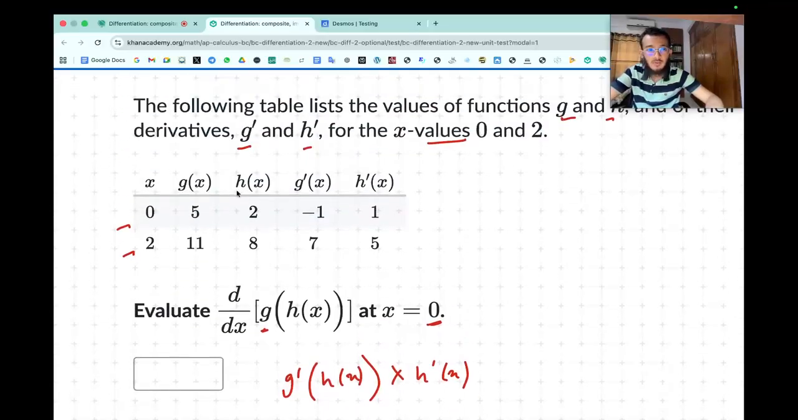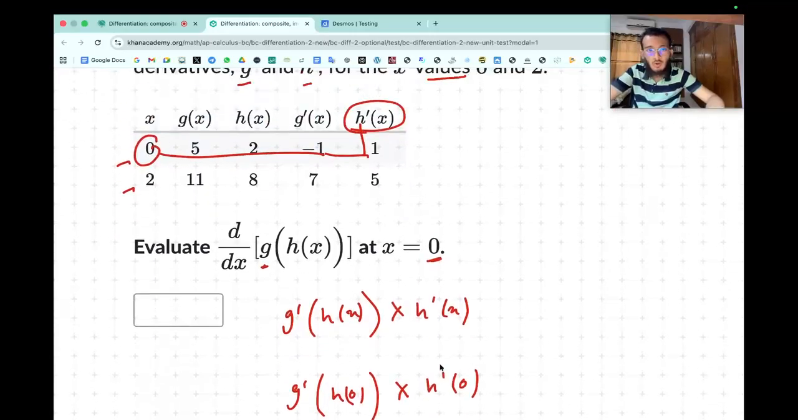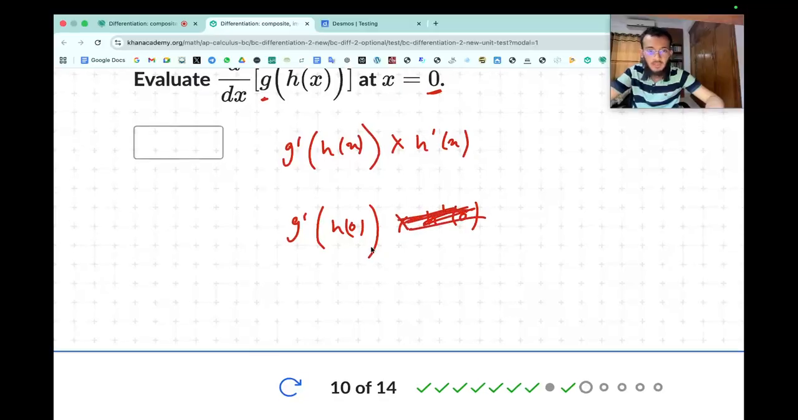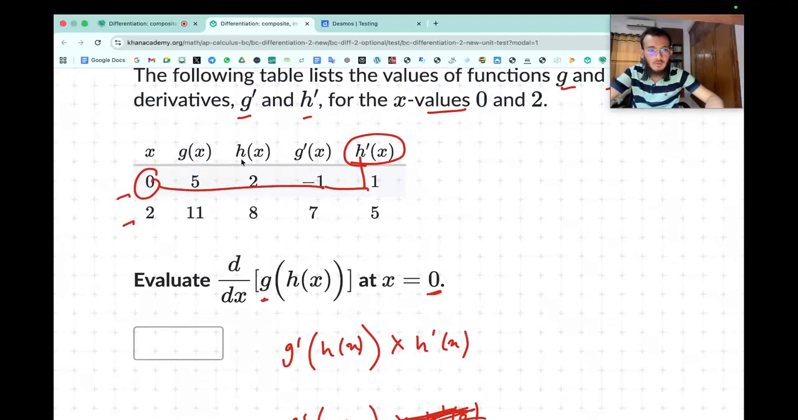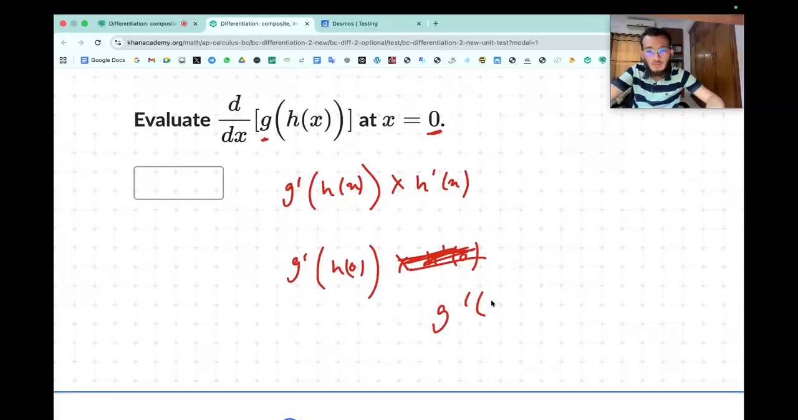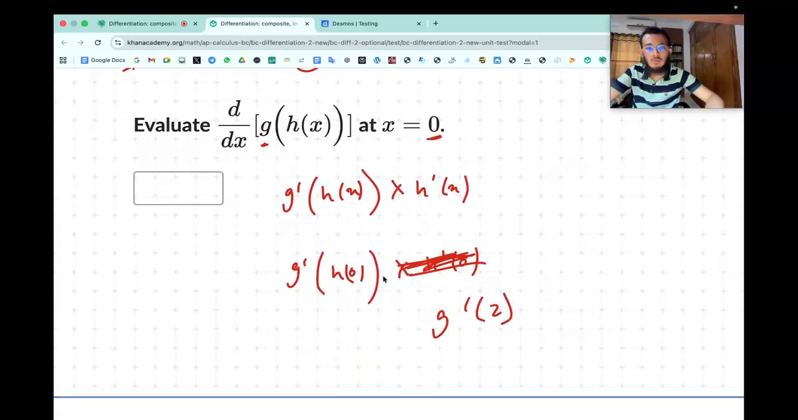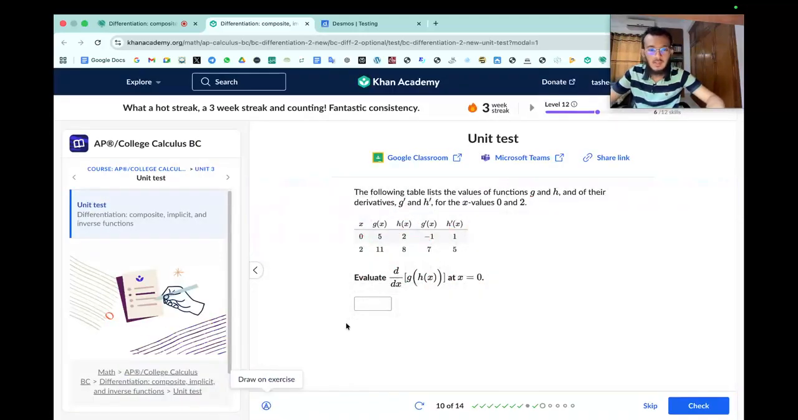0. What is h prime 0? H prime is here, 0 is here. So it's 1. So basically multiplying by 1 is just multiplying by nothing. What about h0? h0 is 2. So we need g prime 2 because h0 is 2. So g prime 2 is 7. G prime 2 is 7, hence our answer is 7.